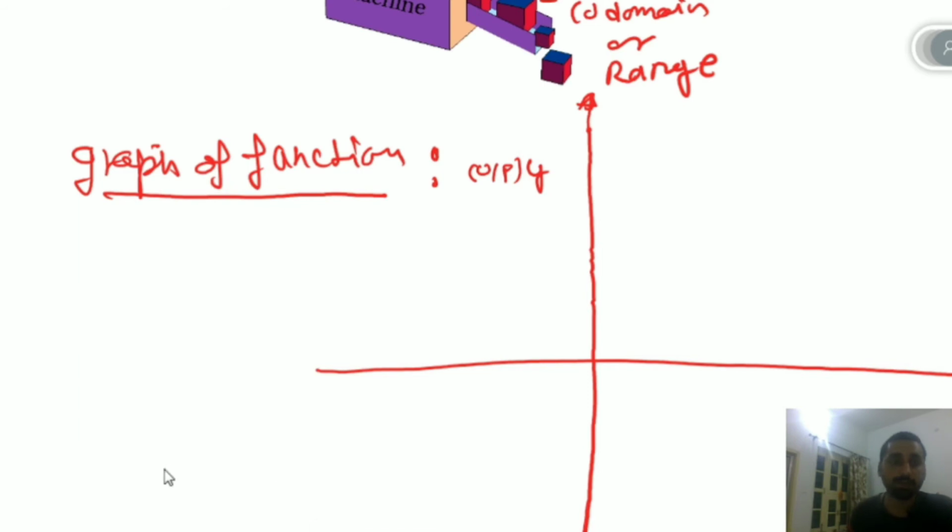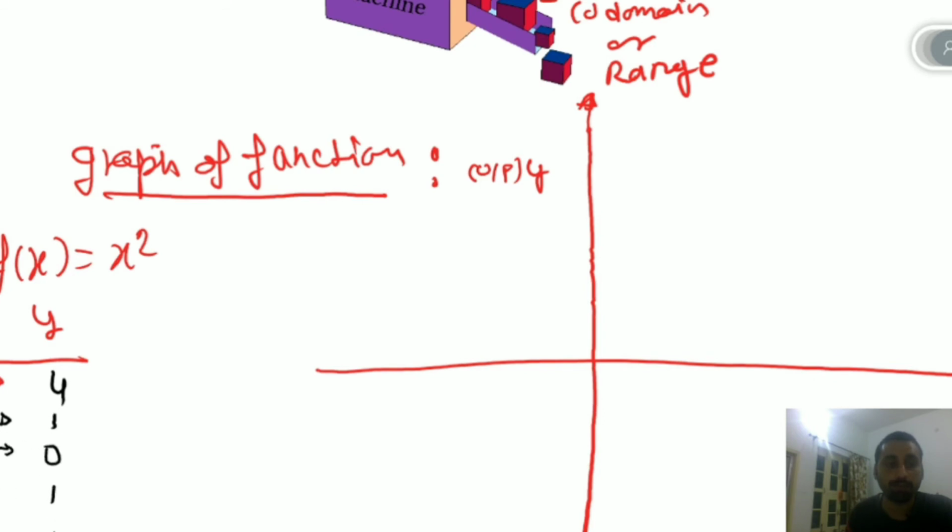Okay, you just got the idea regarding everything. Considering the table for the function denoted by f(x) equal to x squared, we take the input value x and get some output value in terms of y. For minus 2, minus 1, 0, 1, 2: for minus 2 we get the y value 4, for minus 1 we get 1, for 0 we get 0, for 1 we get 1, and for 2 we get 4.